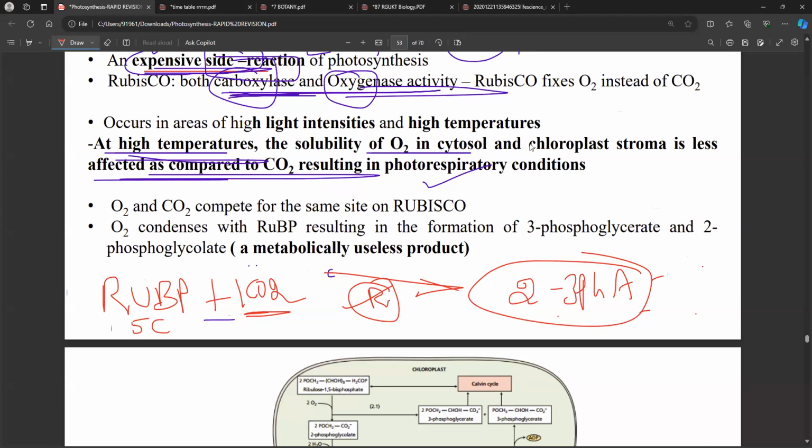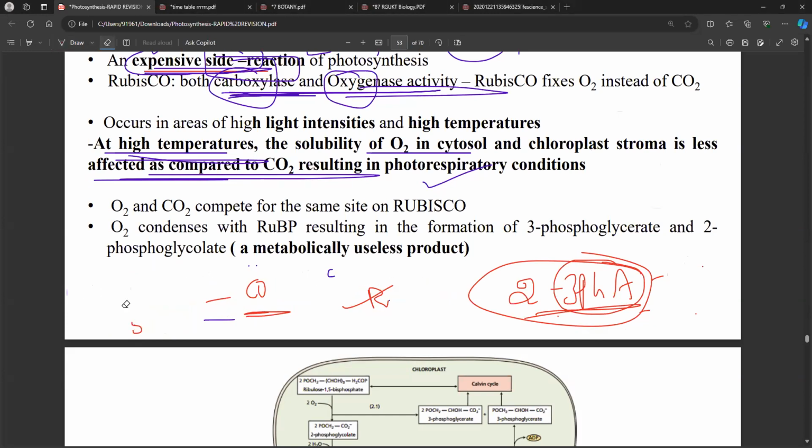What is there in that? I have told all of you, our intermediate should be only 3 carbon. So this is 5 carbon plus 1 carbon, 6 carbon. In the presence of Rubisco, how many intermediates will I get? Undoubtedly, I will get only 2 molecules of 3PGA. There's no doubt about it. Correct? Very good.